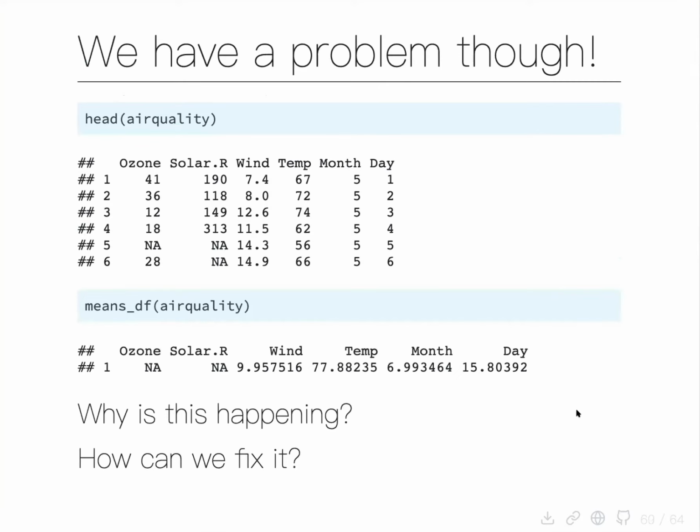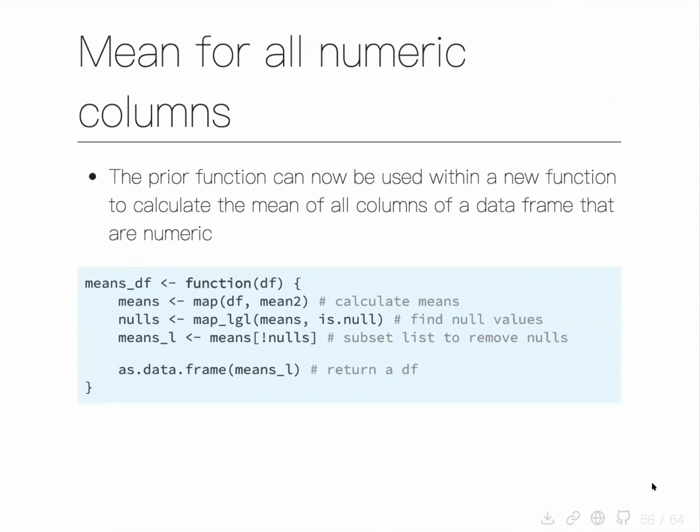We do have a bit of a problem though. Here's the airquality data set, and it has missing values. When I call means_df on airquality, you can see I get NA for Ozone and NA for Solar.R. So why is this happening, and how can we fix it? Any thoughts? Handle the missing data? Yes. Where, though, specifically?